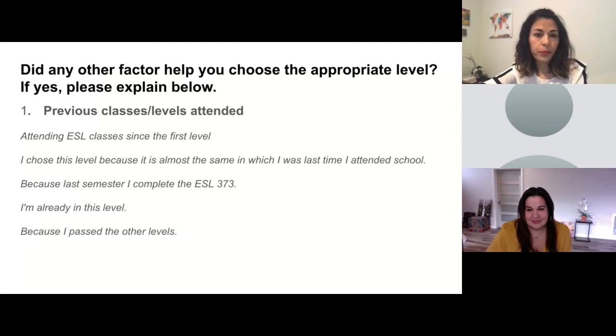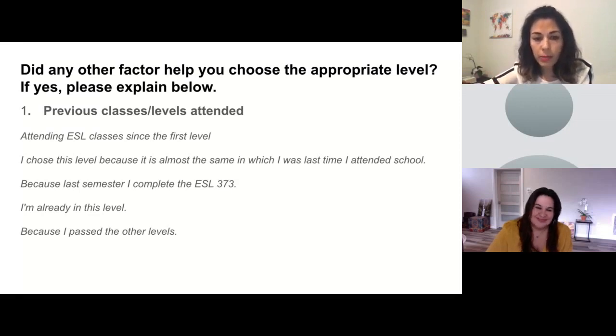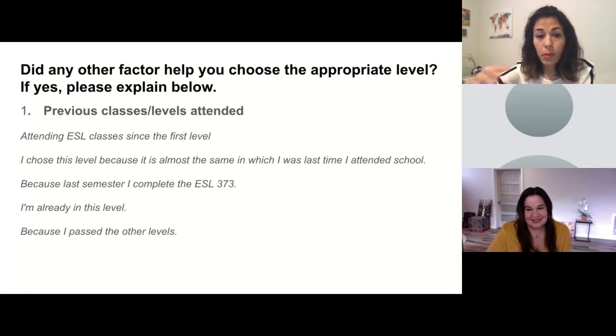They didn't suggest any improvements. When we asked them what other factors helped you choose the appropriate level, some of them said previous classes or levels they attended. And I put some quotes here from the students. Forgive the grammar and spelling mistakes. I try to keep them as they are to keep the student voice. So these are direct quotes from the students' feedback on our GSP.